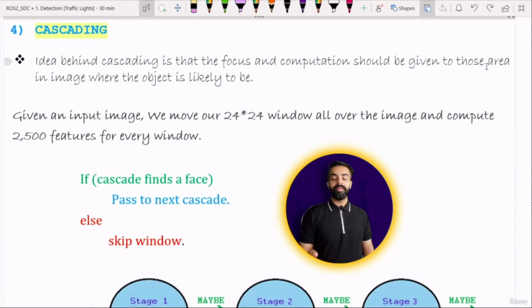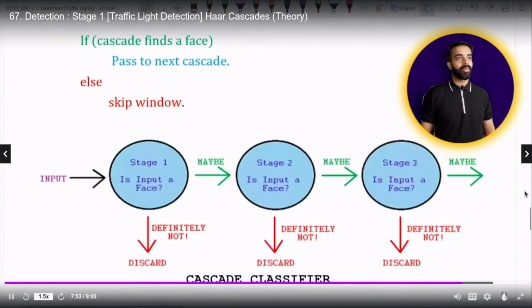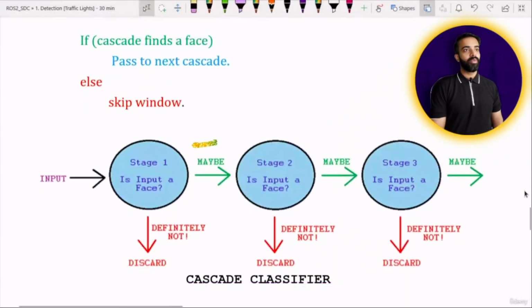Given an input image, we move our 24 by 24 detector all over the image and try to compute the 2,500 features for each of those windows. So if the cascade does find a face, we move along to the next cascade. Otherwise, we simply discard that region. This means that the focus is entirely on the region where the object is most likely to be. All other regions will simply get discarded early on.